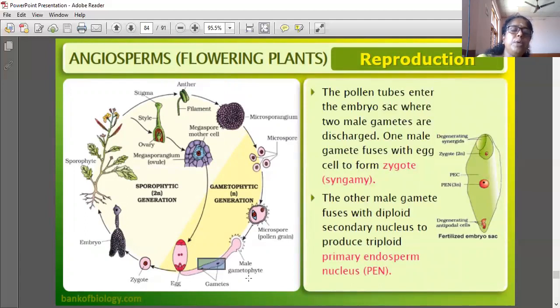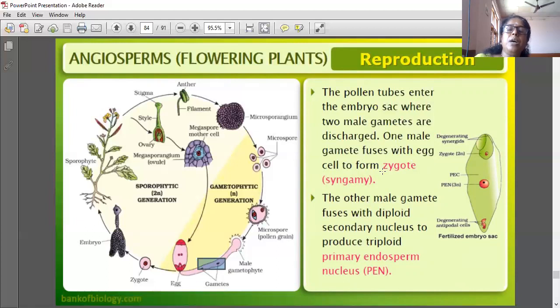These two male gametes, this is the diagram of the pollen tube entering into the female gametophyte and fusing with the egg. These two nuclei fuse with the egg to form the zygote. From the zygote, the embryo will be developed.